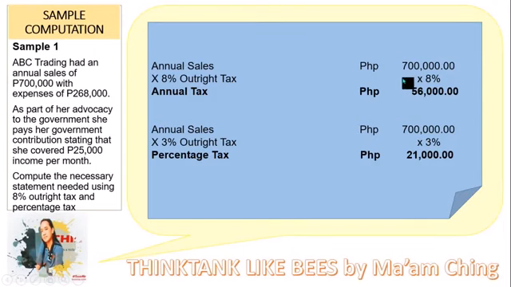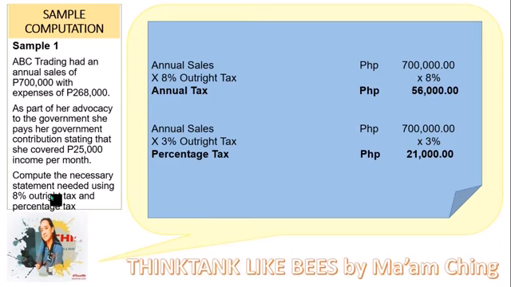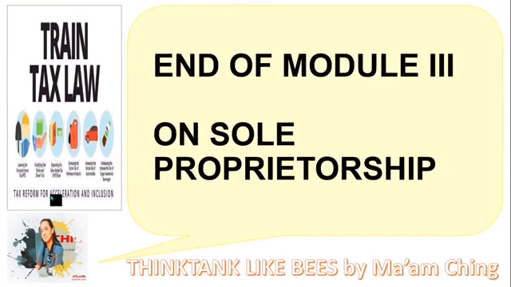So it's your prerogative if you are the businessman, on either using the 8% outright tax or the withholding tax table. But if you use it once, then you will use it for the rest of your business. So you choose first before you apply one of those computations. Okay? So I'm just hoping that you understand our module for sole proprietorship.